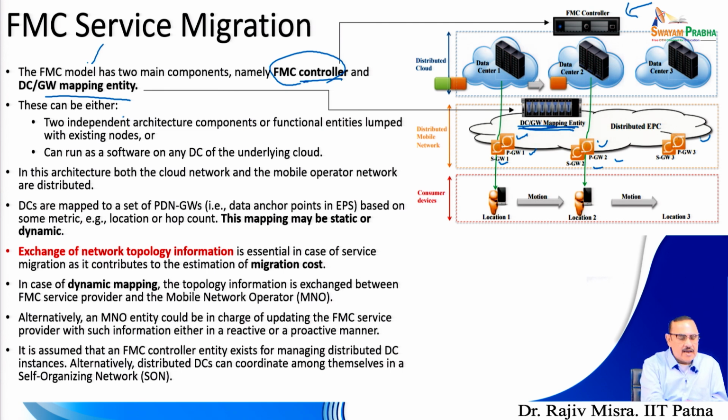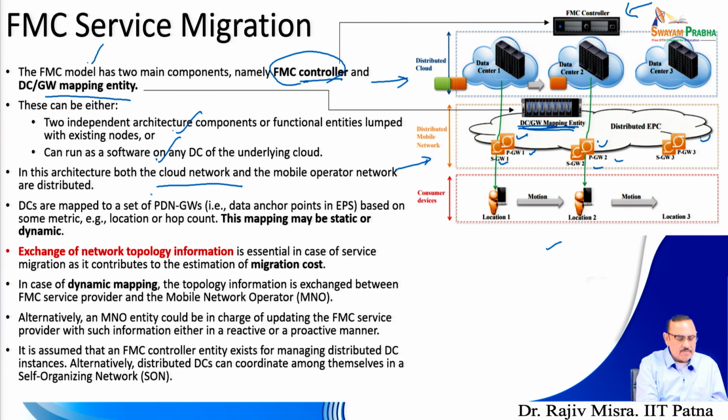So, these can be either two independent architecture components or functions lumped into one and can run as software on any of the data centers of the underlying architecture. In this architecture, the cloud network here and the mobile operator network like this are distributed. Here you can see that they are distributed, they are not centralized, both are distributed.